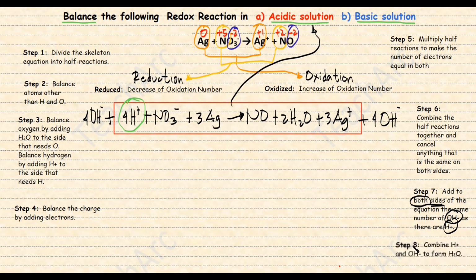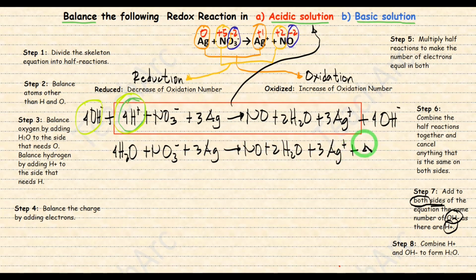Next step is to combine H plus and OH minus together to form water molecule. Since there are 4 hydroxide ion and 4 hydrogen ion, we will get 4 water molecules. And for the final step, we cancel any water molecule that appears on both sides. In our left side, there are 4 water molecules. In our right side, there are 2 water molecules. So we subtract both by the smaller number of water molecule, which is 2 water molecules.